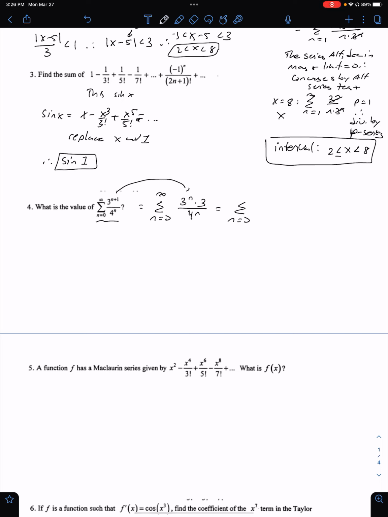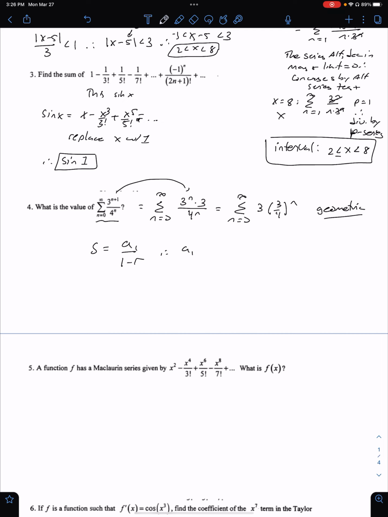If we go 0 to infinity, I can now write this as 3 times 3 over 4 to the n. And I notice this is geometric. Now, this has shown up on the AP a couple times recently. So that's a geometric series. So how do I find the sum of a geometric series? Well, that's just our first term over 1 minus r.